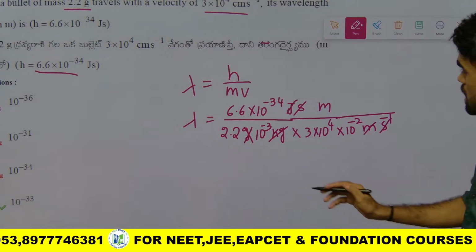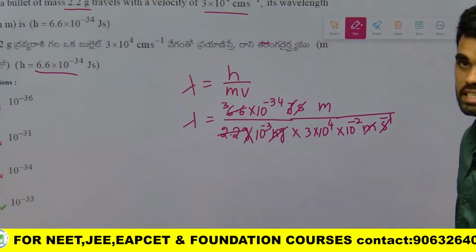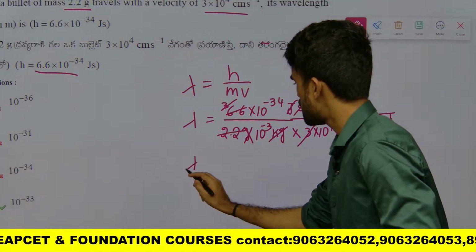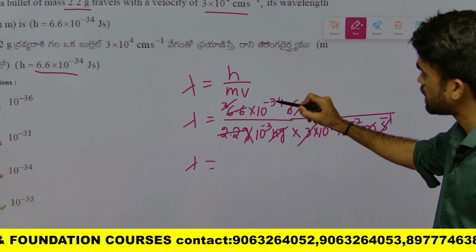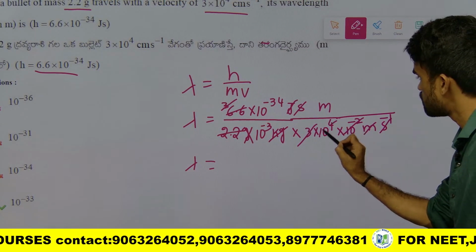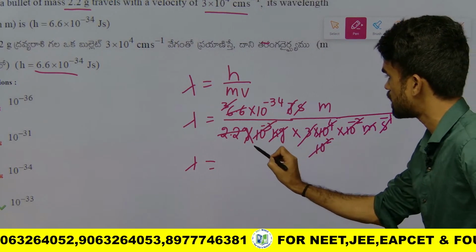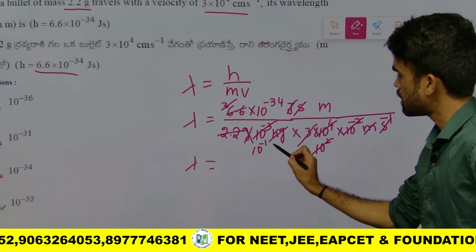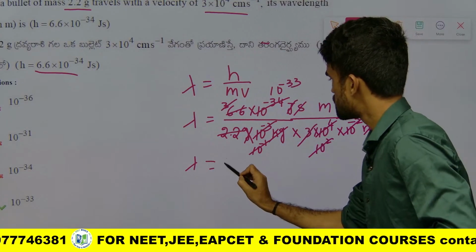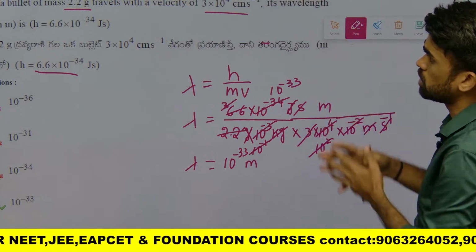Now what are the other values? Here 2.2 into 3 gives 6.6, so this 3 gets cancelled. What we are remaining with: lambda equals, here 10 power minus 3, here 10 power minus 34, and here 10 power minus 2, 10 power 4. So I can remove 10 power 2 times. 10 power minus 3 with 10 power 2 means 10 power minus 1, so we get 10 power minus 33 meters as the wavelength of this particular bullet.